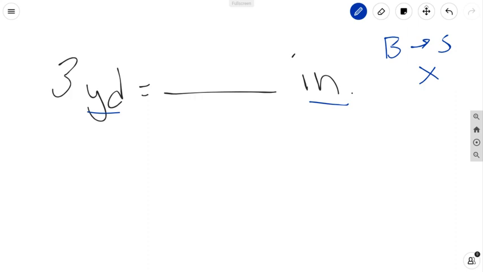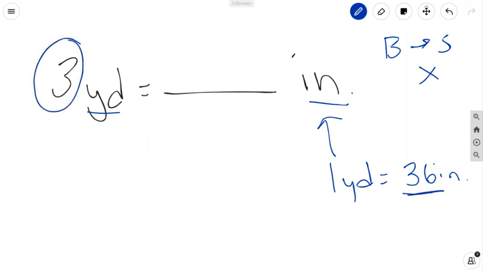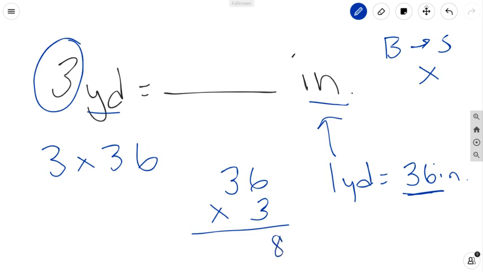There are 36 inches in a yard because there are 3 feet in a yard, and there's 12 inches in a foot. Okay, so I'm just telling you that 1 yard is equal to 36 inches. And that information will be given to you. You don't have to memorize that. So what I'm going to do is I'm going to multiply the 3 and the 36. So I'm going to do 3 times 36. I'll set that up like this. 18, 108. So my answer is 108 inches. Okay, let's try another one.